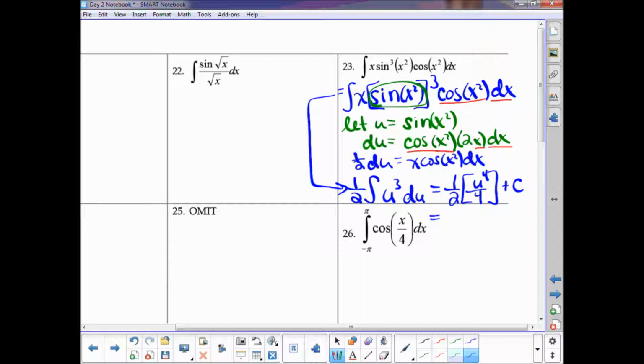We're going to multiply my 1/2 and 1/4. I'm going to write that 1/8. And my u was sine x squared. So do you agree it's sine to the 4th of x squared plus c? Again, you could rewrite this. You could have written this as sine x squared quantity to the 4th. I just want to write the power. Are we okay with that? Questions on that? Okay.